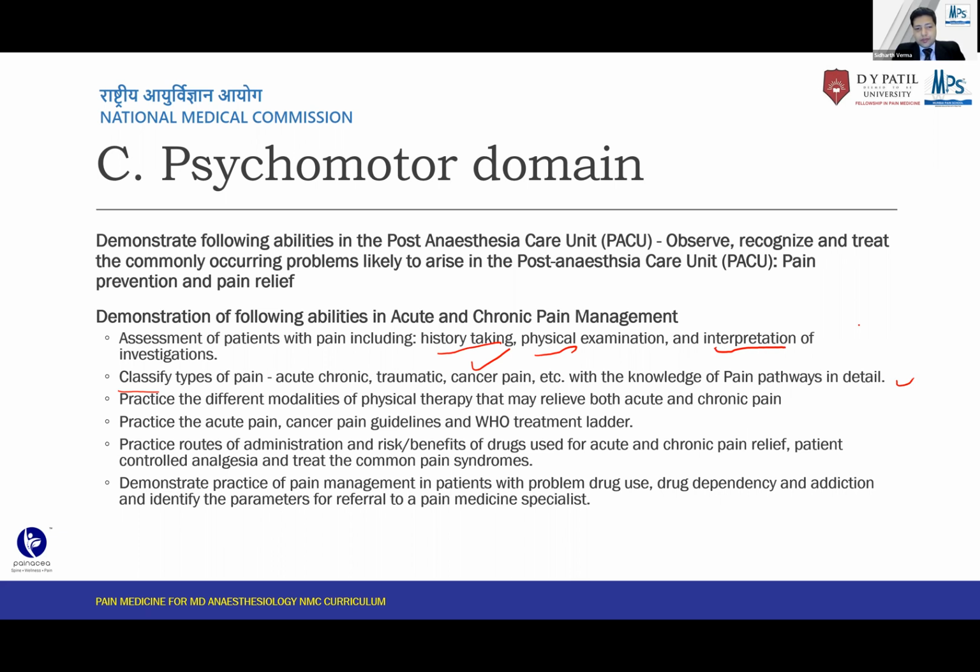The student should also be able to practice the different modalities of physical therapy. So that's very important. So you are supposed to know the physical therapy as well. Then practice the acute pain, cancer pain guidelines, and WHO treatment ladder. Practice the route of administration about the risk benefits of the drugs used for acute and chronic pain relief. And also practice the patient control analgesia, which is also known as PCA, and treat the common pain syndromes. You should be able to demonstrate the practice of pain management in patients with problems of drug use, dependency, and addiction, and also identify parameters which involves the referral to a pain medicine specialist.